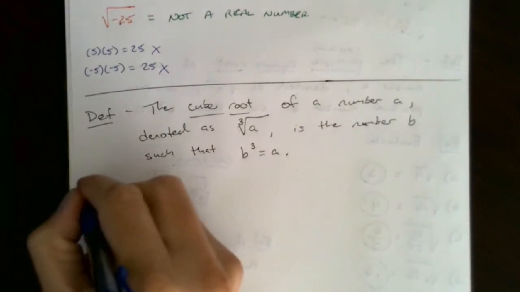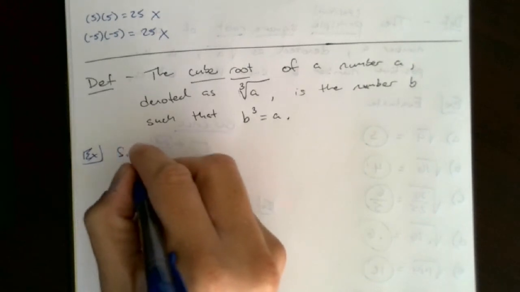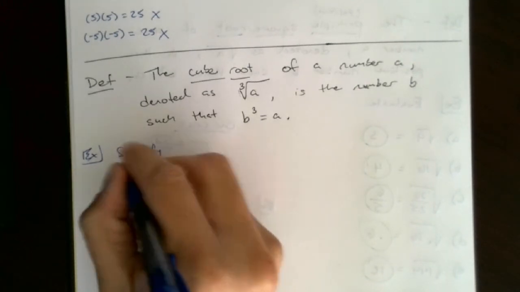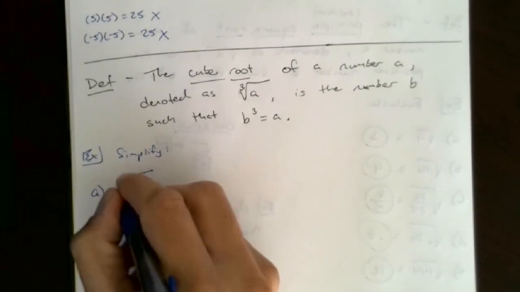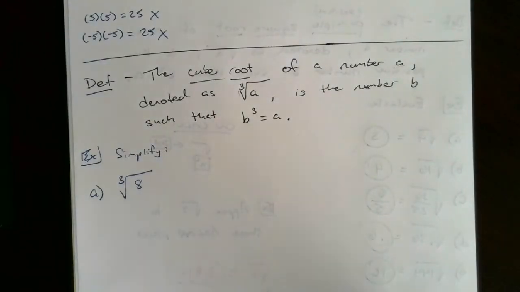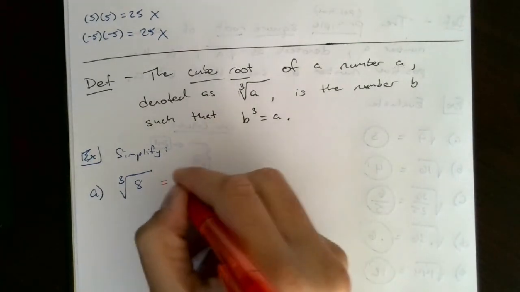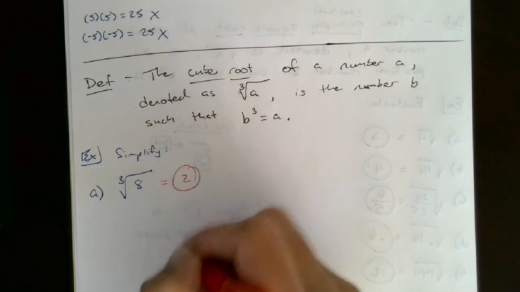Let's take a look at an example. So if I said to simplify, and we'll look at the cube root of 8. So what we're really asking is what number times itself 3 times, or what number to the third power would give me 8? Well, the cube root of 8 is equal to 2, right? Because 2 times 2 is 4, times another 2 would give me 8. So the answer here is 2.